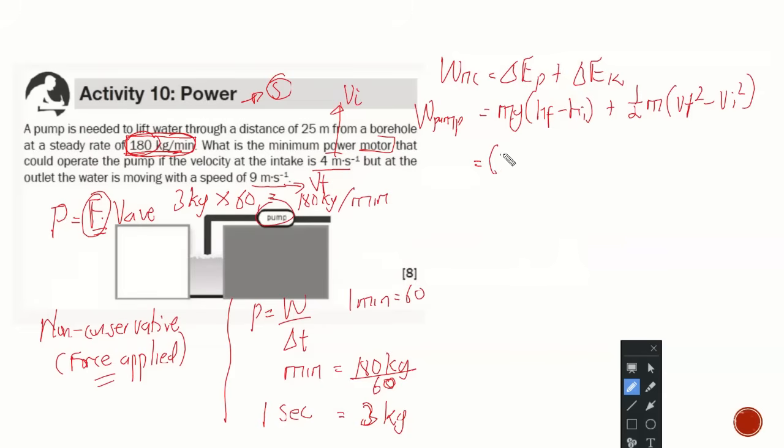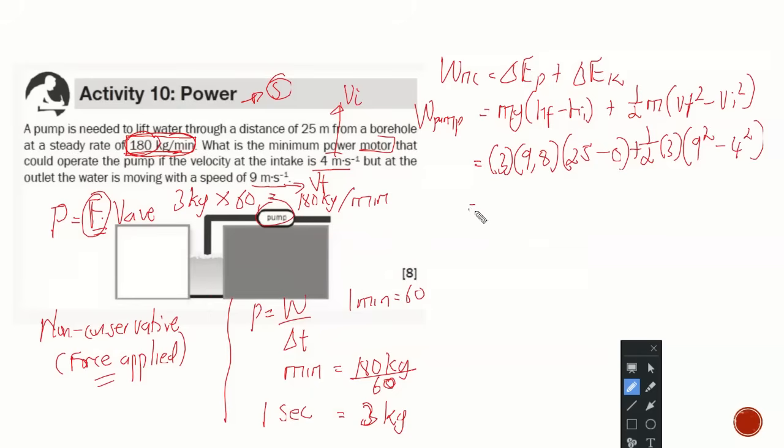Now our mass is going to be 3 because it's in seconds, and then our gravitational acceleration is 9.8. The height finally is going to be what? The height finally should be equal to 25, because it's going to be pumped over a distance of 25 meters from the borehole. So it's 25, and initially we're going to assume that it's starting from 0. So we have minus 0, and then plus half, our mass is still 3. Then final velocity, we take it as 9, so 9 squared, and initial velocity is 4, so we have 4 squared.